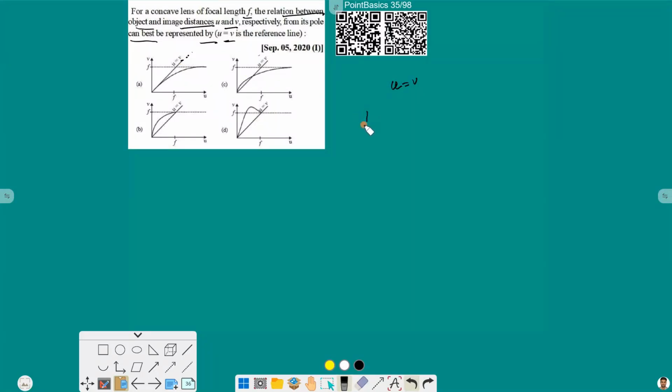For that, let us start with the lens formula, that 1 by v is equal to 1 by u plus 1 by f. And from this we can find the relation for v, that v is equal to fu by f plus u. Now let us start with the condition v is equal to u. That is our case one.